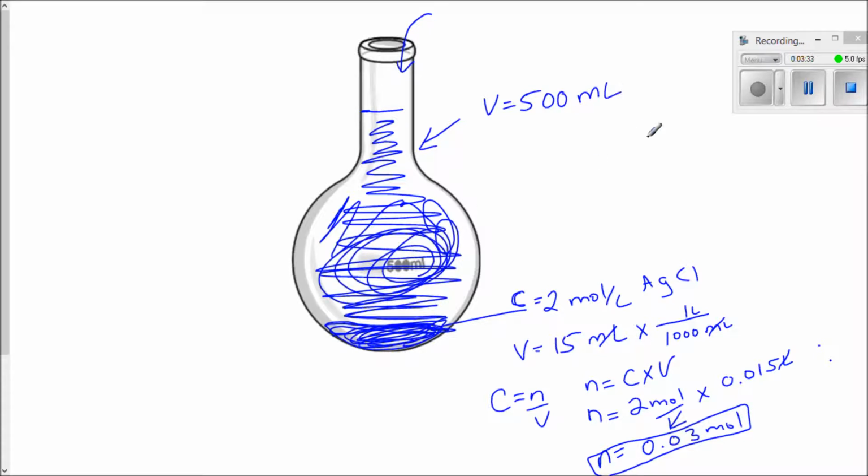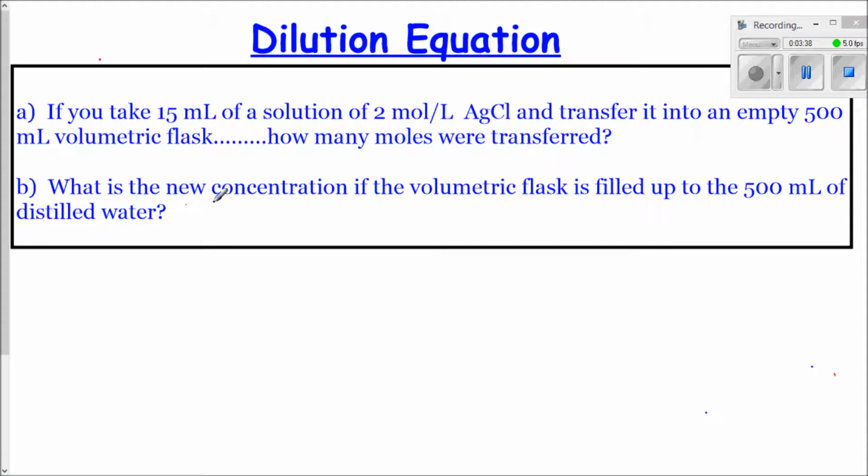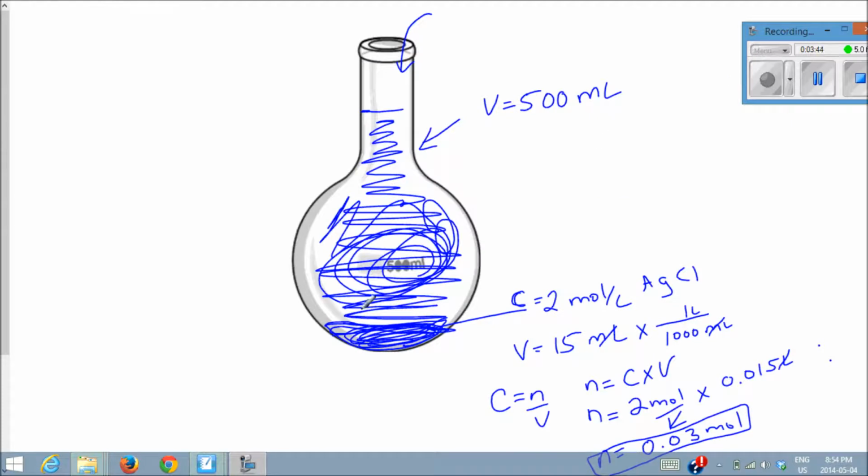And the question asks, if we recall, what is the new concentration after we fill it up with 500 milliliters of distilled water? Now, what are we doing to this solution? Are we concentrating it or diluting it? You should realize immediately that we're diluting it. We're adding water, so therefore the concentration is going to go down. The amount of moles stays constant.